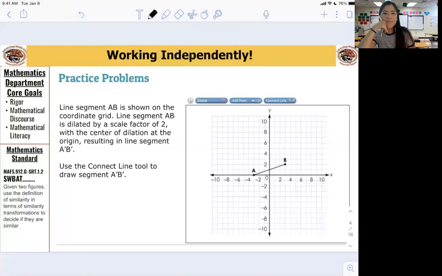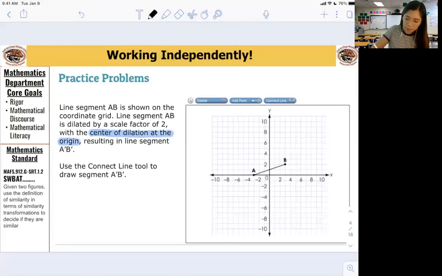Line segment AB is dilated by a scale factor of 2 with the center of dilation at the origin, resulting in line segment A prime B prime. Use the connect line tool to draw segment A prime B prime. Perfect. All right. So very important information here: where's the center of dilation? The origin, right?